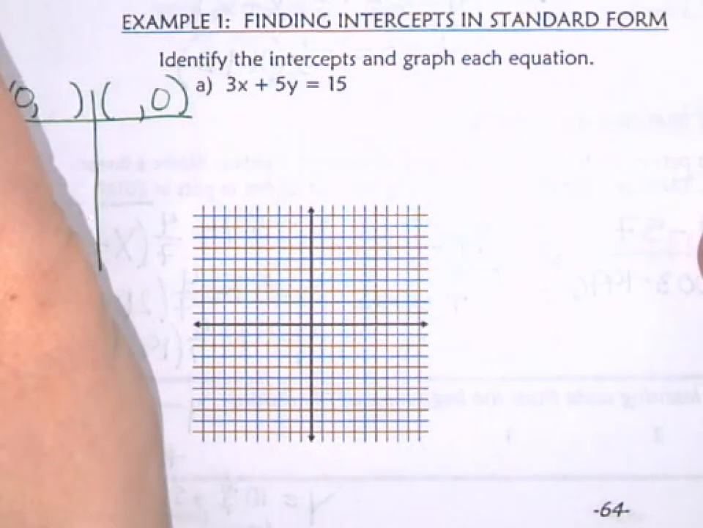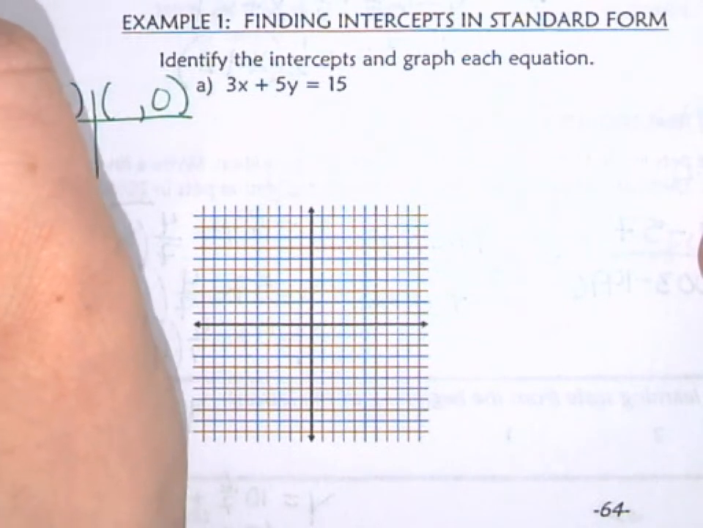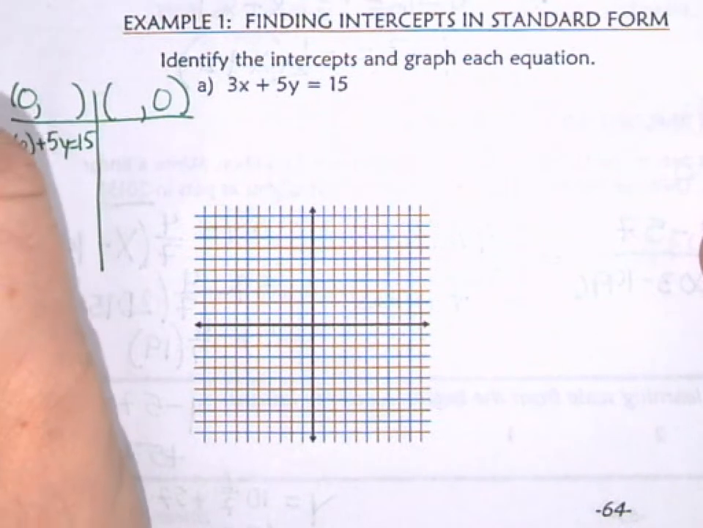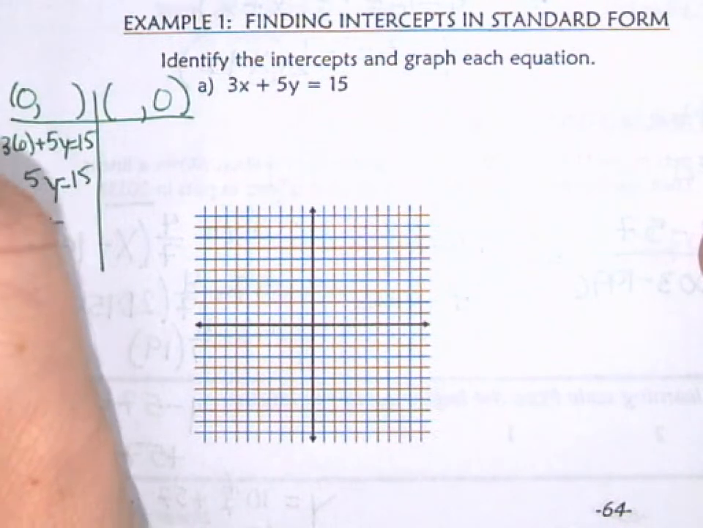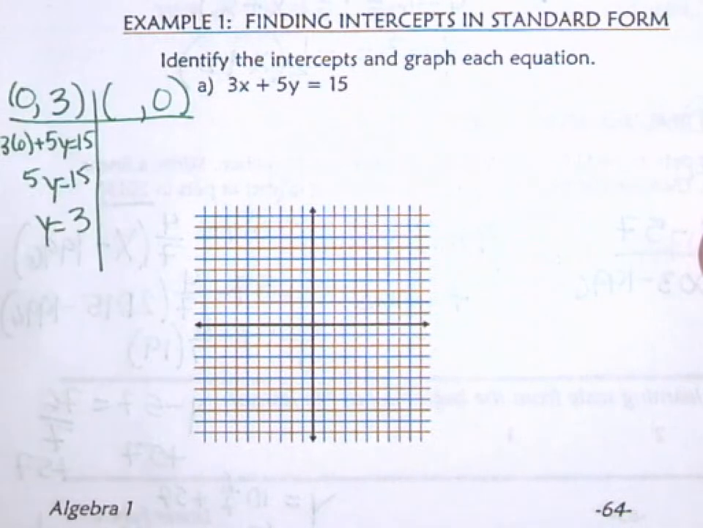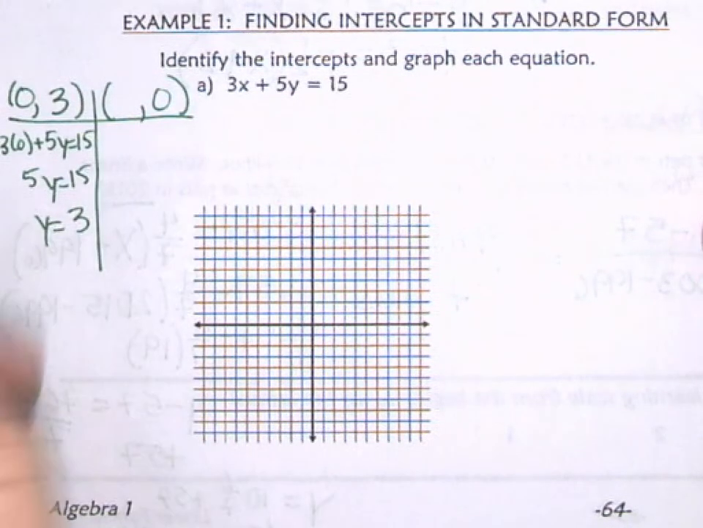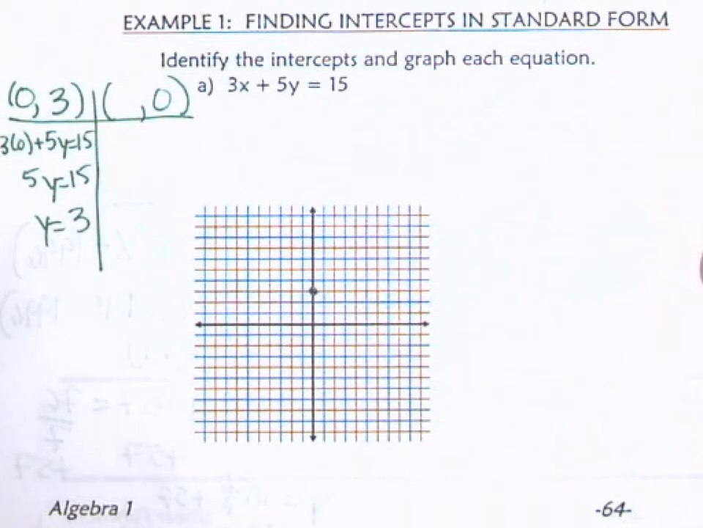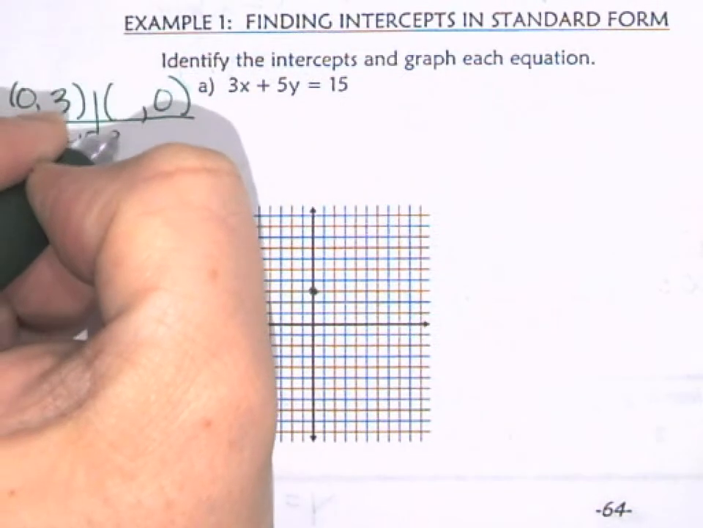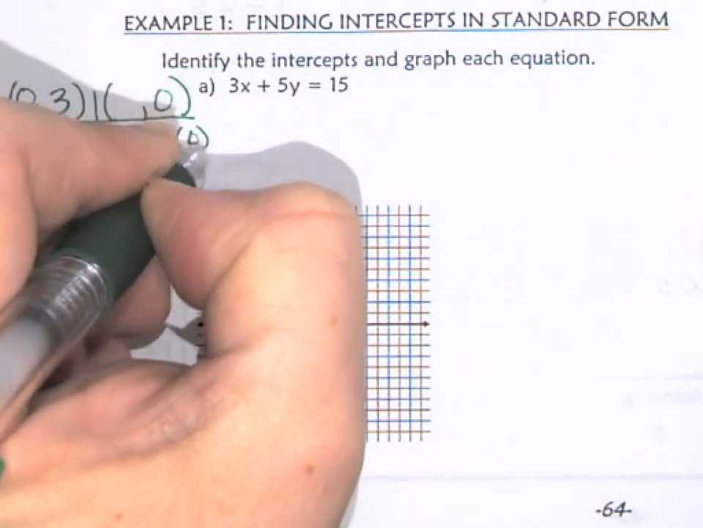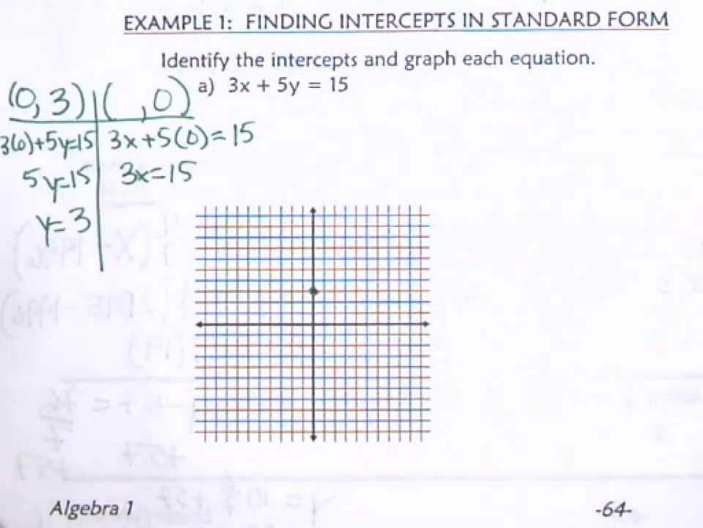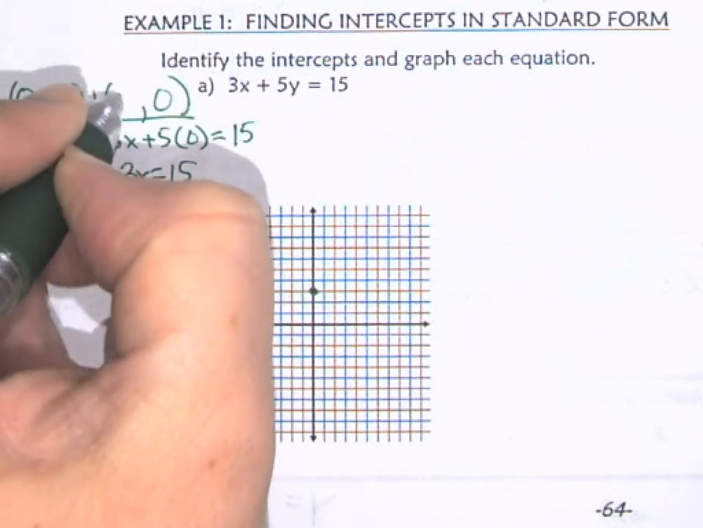So first I'm going to substitute in here. So I get that 5y equals 15 or y equals 3. So that's one of my points. One of my points is at 0, comma 3. Now I'm going to find out where does my line cross the x-axis. So 3x equals 15, so x equals 5.